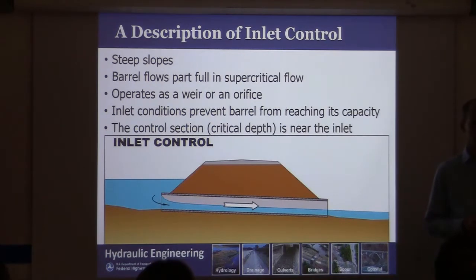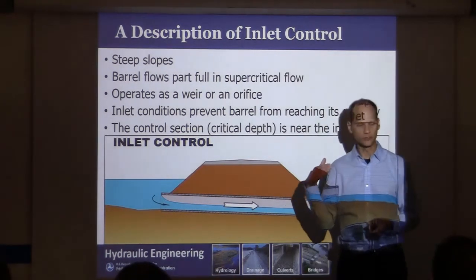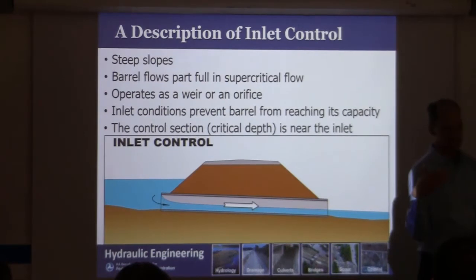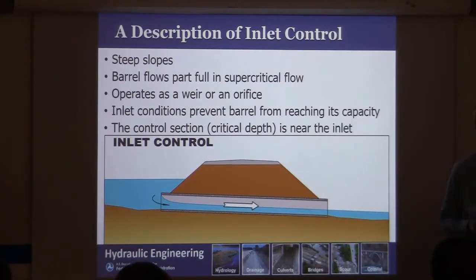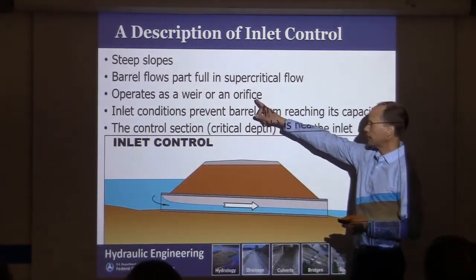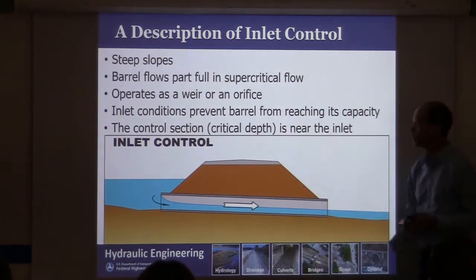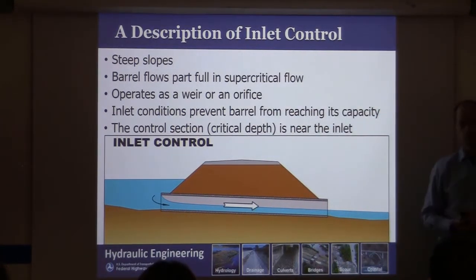So you could have an inlet control culvert on a slope that's less than 1%. We have to analyze for that. But another definition of steep slope is when you have supercritical flow. So that's sometimes used to describe steep slopes. So an inlet control culvert, steep slope, the barrel of the culvert flows part full in supercritical flow. So it's that faster moving flow.